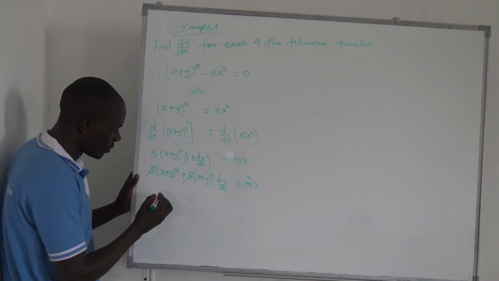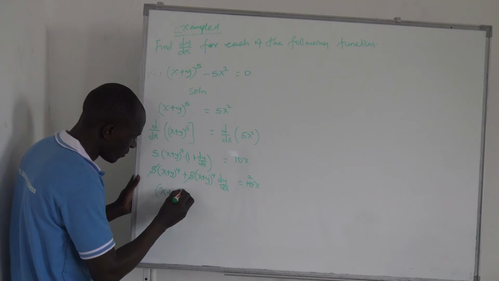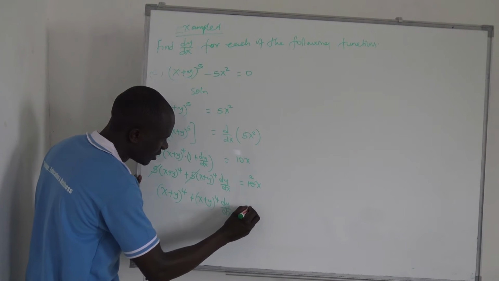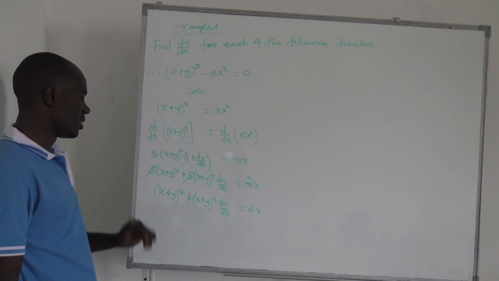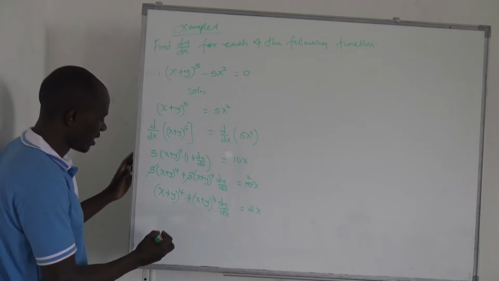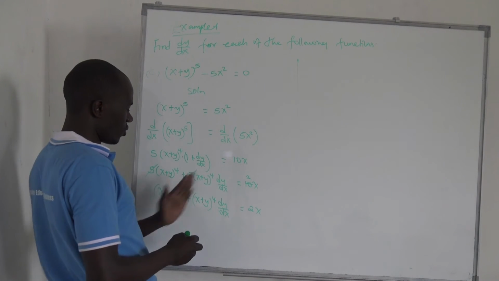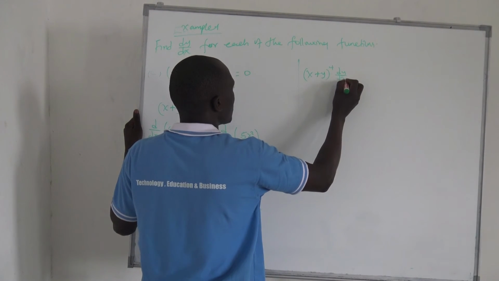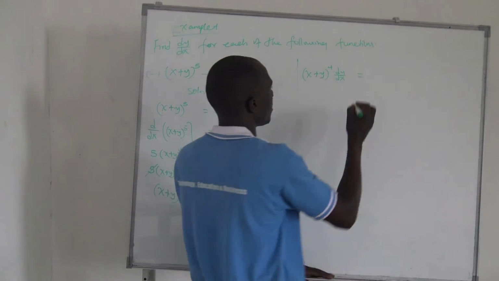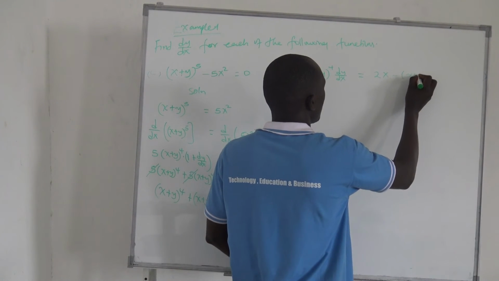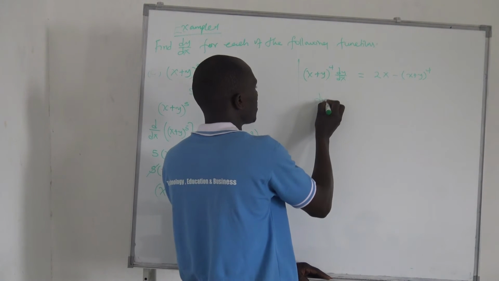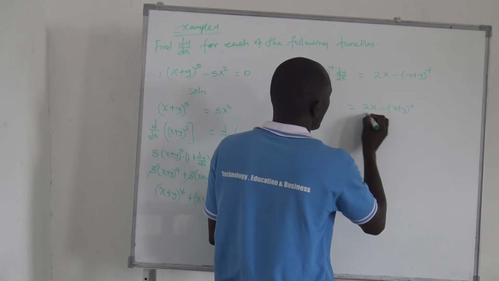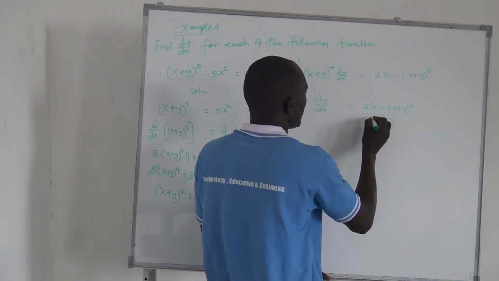If you can go there, it's right. So what do we remain with? (x plus y) power 4 plus (x plus y) power 4 dy/dx equals 2x. I want to remain with dy/dx. This one here is a positive. When it goes, it becomes a negative. I remain with (x plus y) power 4 dy/dx equals 2x minus (x plus y) power 4. So how do we get dy/dx? dy/dx equals 2x minus (x plus y) power 4, all over, you divide by this, (x plus y) power 4.